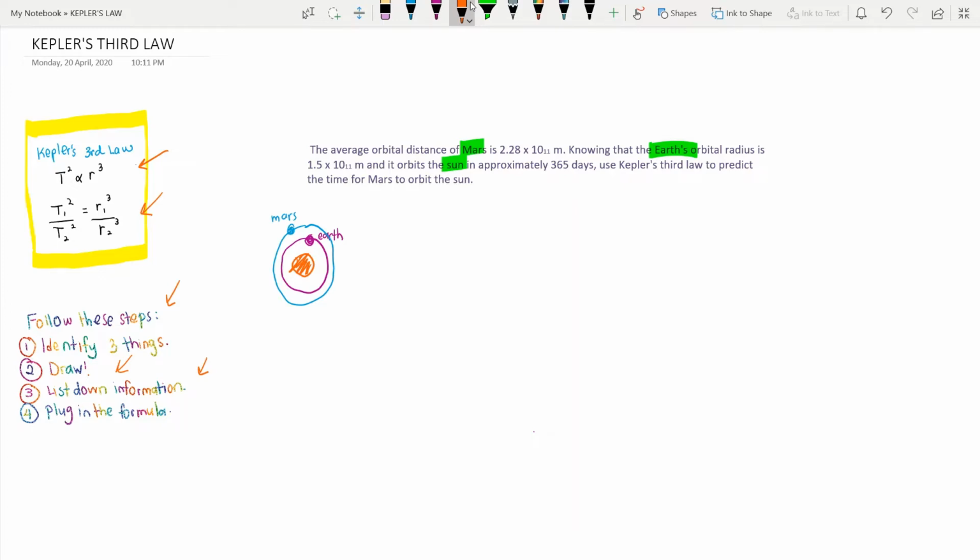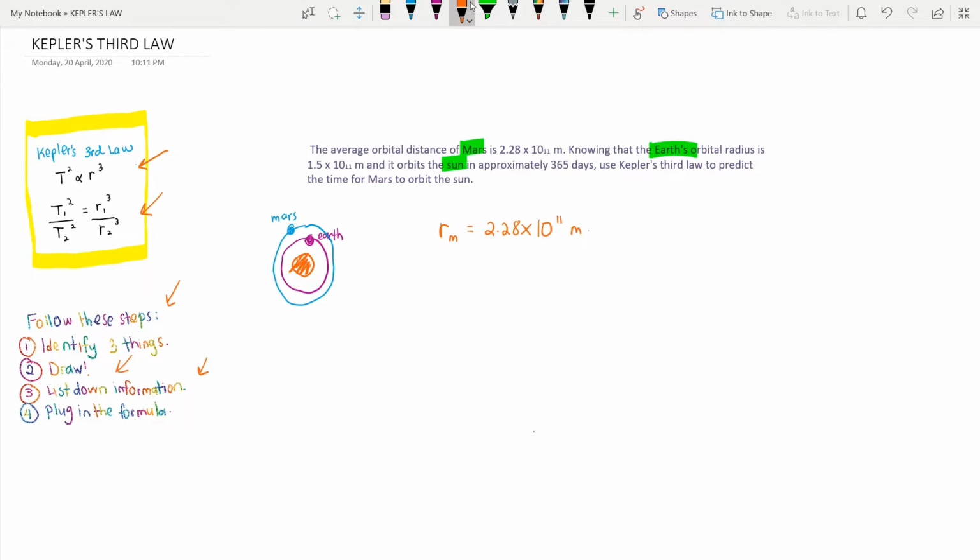So the first information it gave us is the average orbital distance of Mars is that. Okay. So orbital distance is just orbital radius. Okay, it's the same thing. So orbital distance is R of the Mars. Okay, kita symbolizekan dengan M, is equal to 2.28 times 10 to the power of 11 meters.